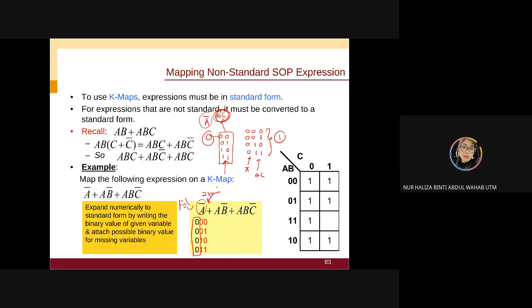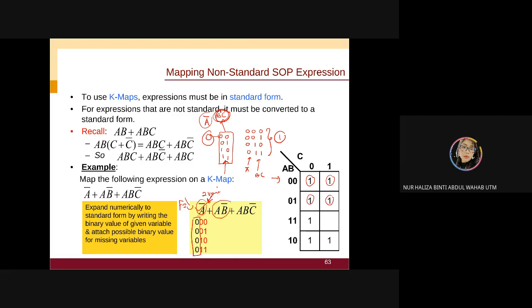So that is this thing, and that's why you go to this KMAP here. It represents 0, 0, 0, and you're going to get 1. 0, 0, 1, you get 1. 0, 1, 0, you get 1. 0, 1, 1, you get 1. Finish this part.